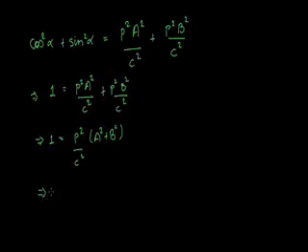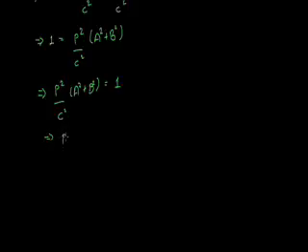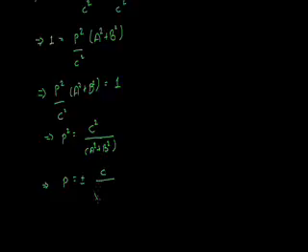So further I can write it in this way, that is P square upon C square into A square plus B square is equal to 1, which further can be written as P square is equal to C square upon A square plus B square. Taking square root on both the sides will give me P is equal to plus or minus of C upon under root of A square plus B square.